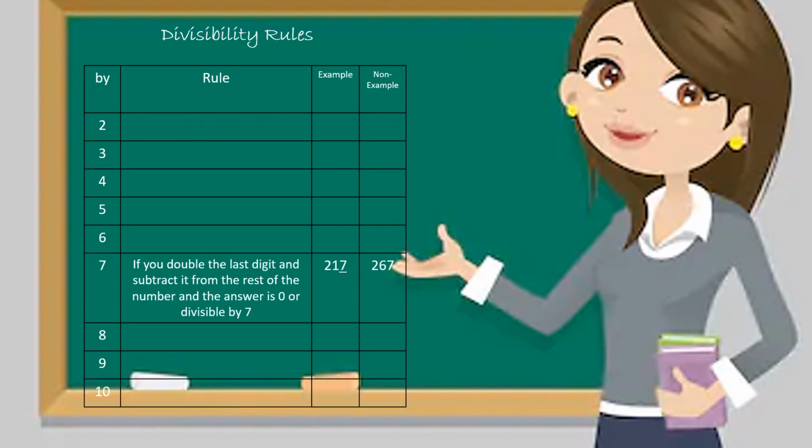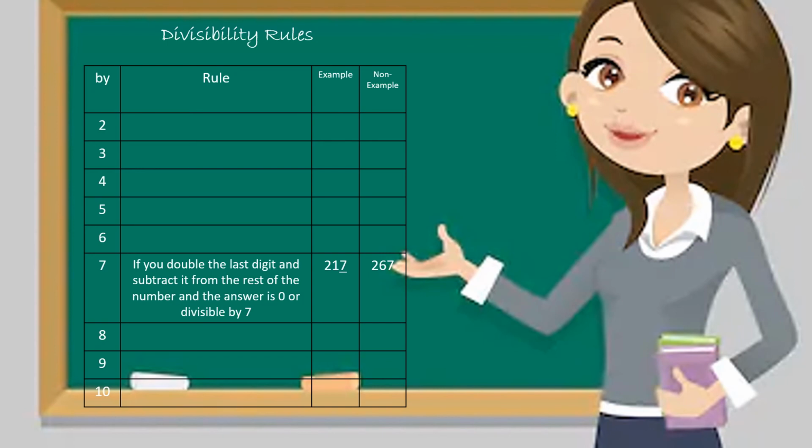Okay, so paano naman natin malalaman kung isang number is divisible by 7? Sabi dito, if you double the last digit and subtract it from the rest of the number and the answer is 0 or divisible by 7, so that's it. So let's have an example here.